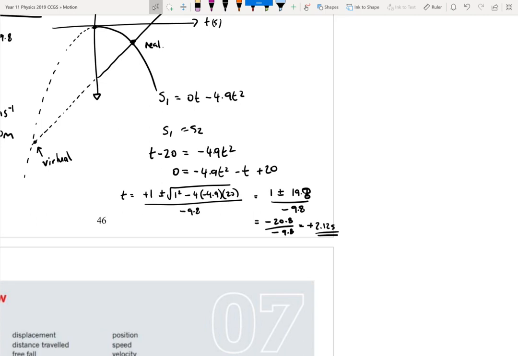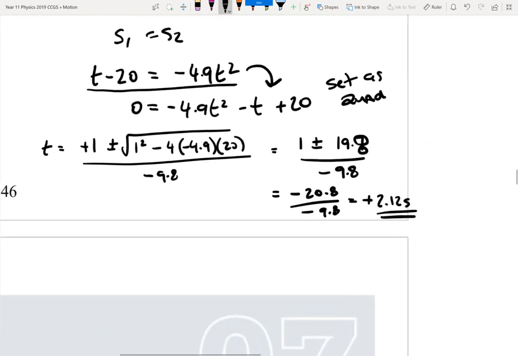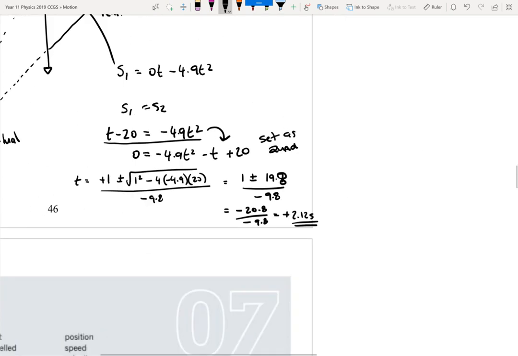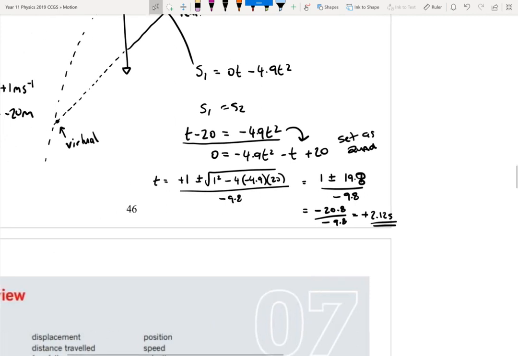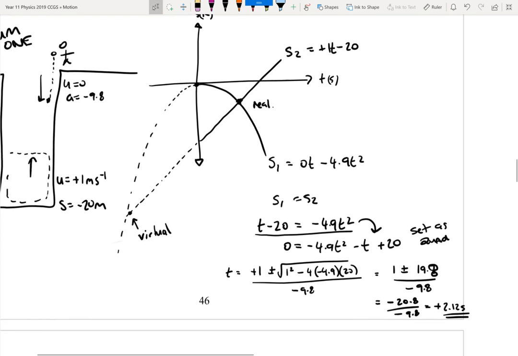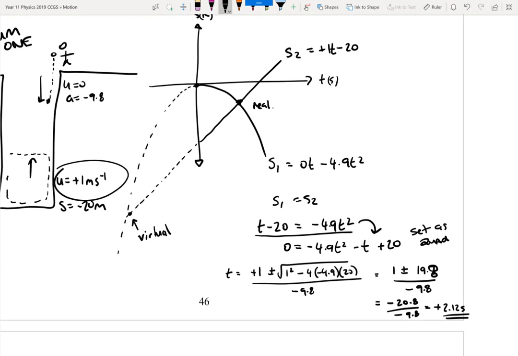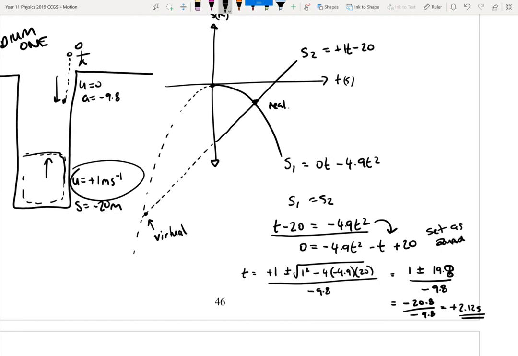Okay. This is for the elevator. So what I did from here, I set it up. You've got to set it in your quadratic form. So why do you get t minus 20 first? Because it's VT. VT would be 1t, but he's 20 meters below the ground. The lift started 20 meters below the ground.